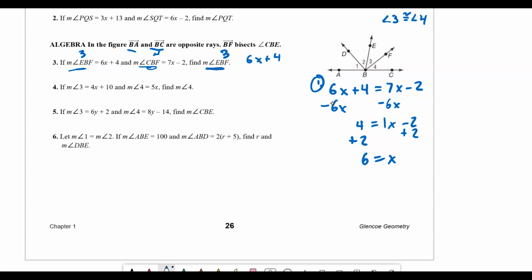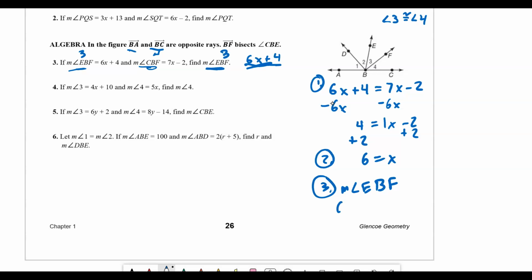Remember, what did they really want here? They wanted EBF. Okay, so step 2 was to solve for x, and now step 3, we're going to figure out what the measure of angle EBF is. So if we know that x is 6 and EBF is 6x plus 4, what's the measure of angle EBF? Go ahead and answer that in your Edpuzzle.